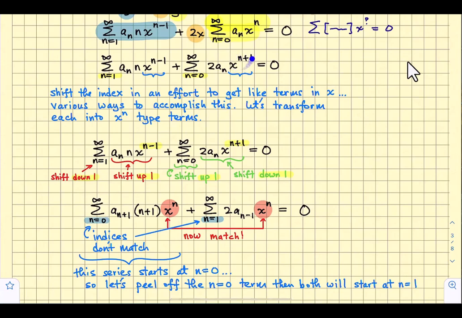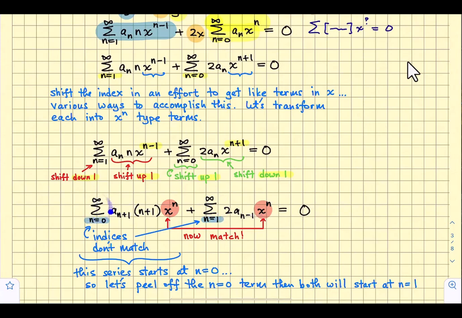So there are two issues here. We said that these weren't like terms and that the summations didn't start at the same place. We've rectified one of those situations. Notice on the back end, they both have x to the n, so that's forward progress. But now the indices don't match. One starts later than the other. Notice this one starts earlier, this one starts later. So that means this series is going to have one more term in it than this series, in a sense.